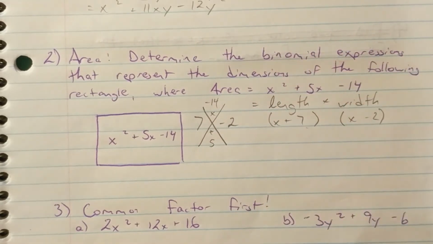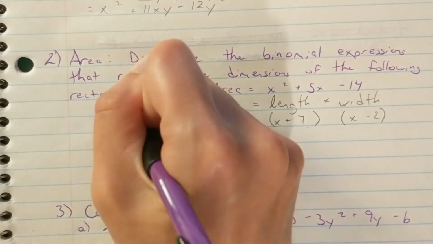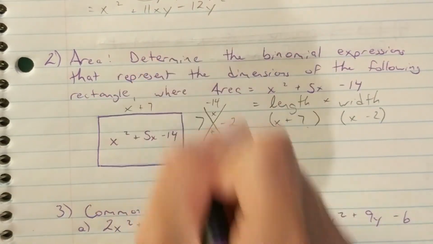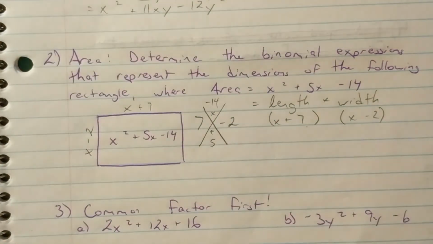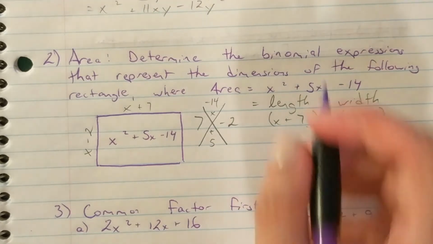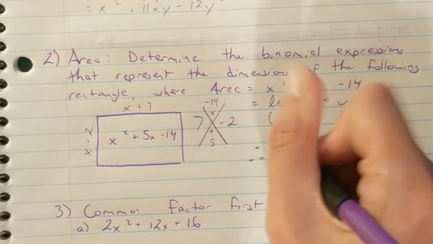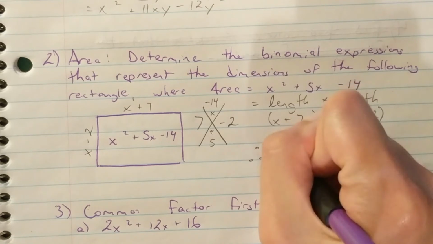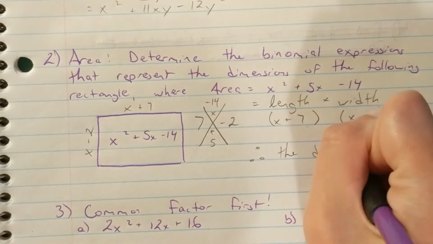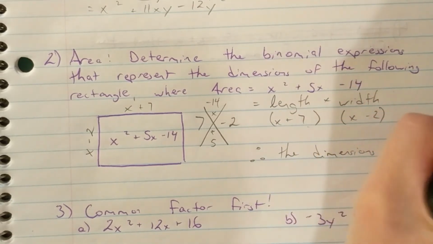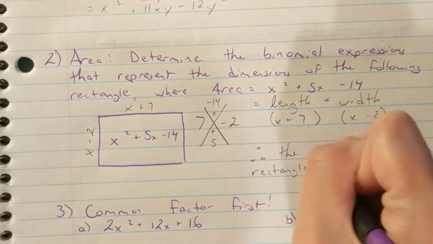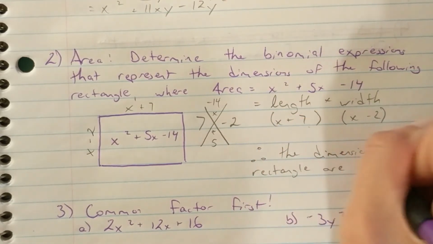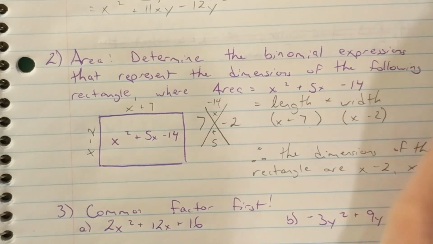So I can see the length, just to add it to our diagram, is x plus 7, and the width is x minus 2. Because this is a word problem, I'm going to finish off with a therefore statement. Therefore, the dimensions of the rectangle are x minus 2, x plus 7.